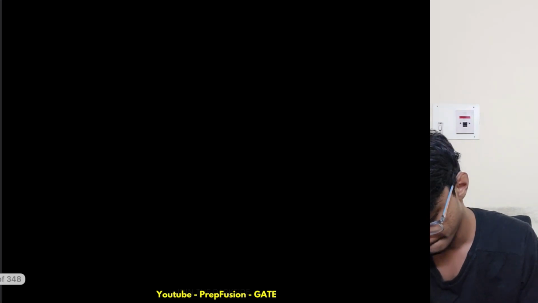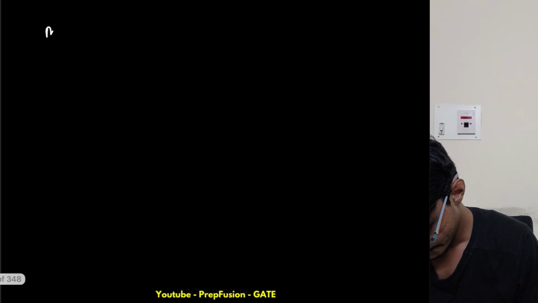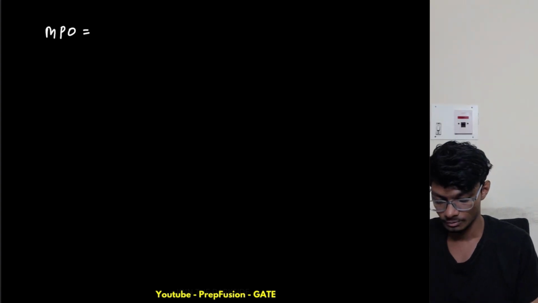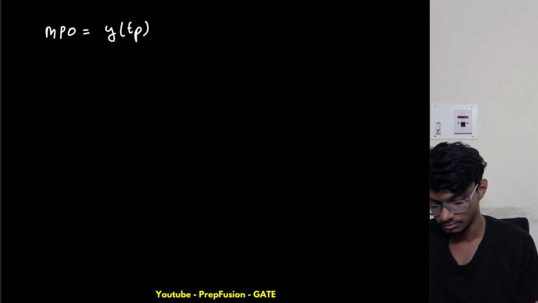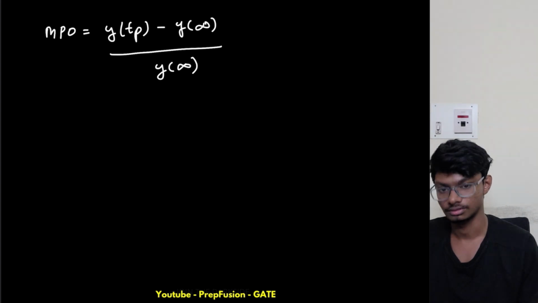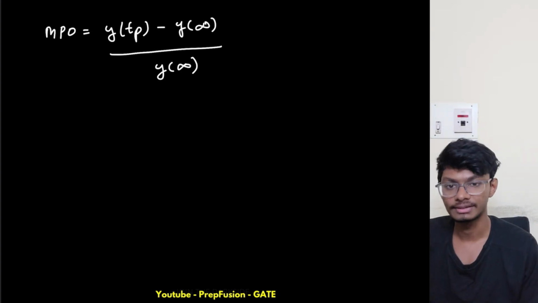So let me write mathematically what it means, then you will understand it. So my MPU equals simply y of TP, the maximum value, minus y of infinity, divided by y of infinity. We also define it as a percentage.